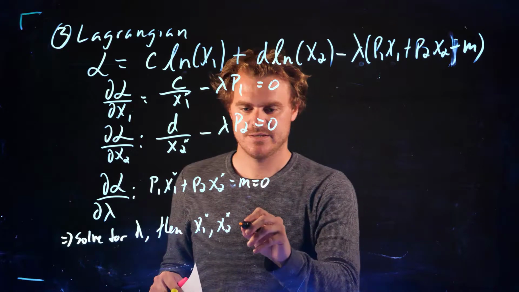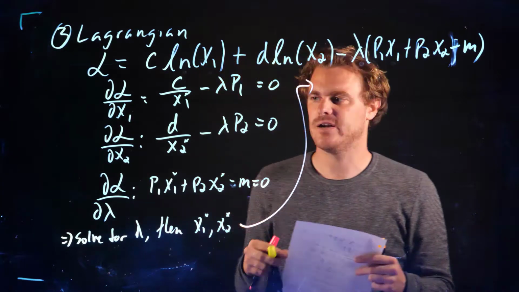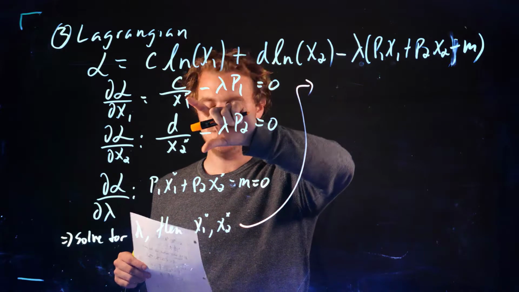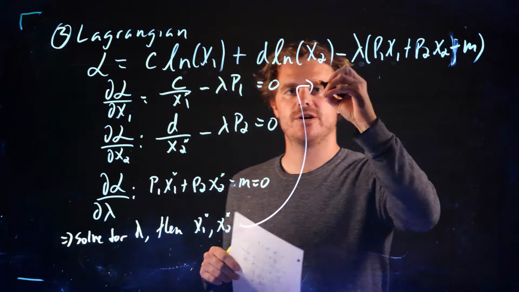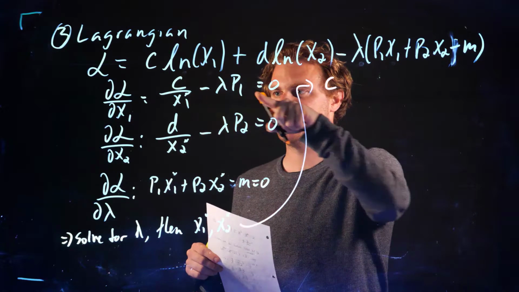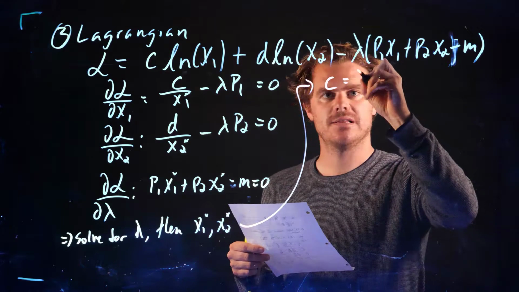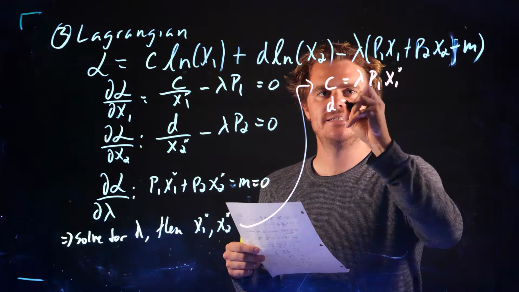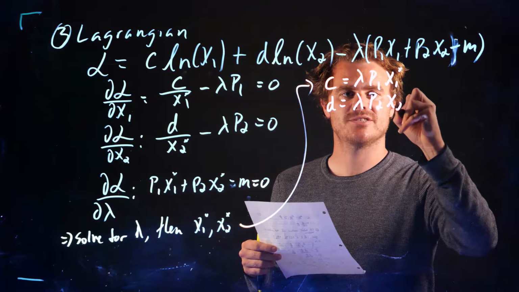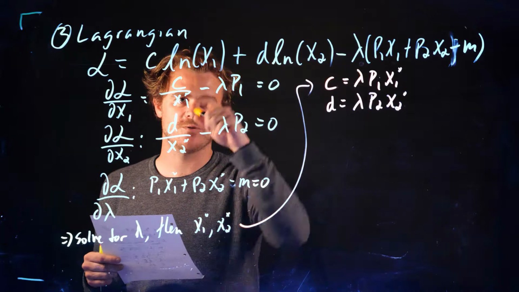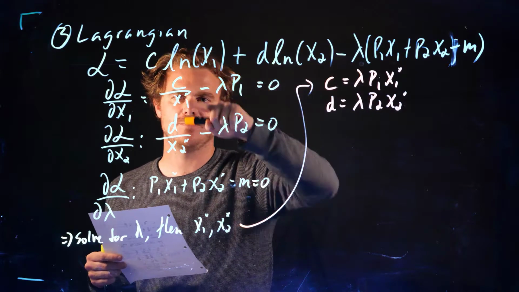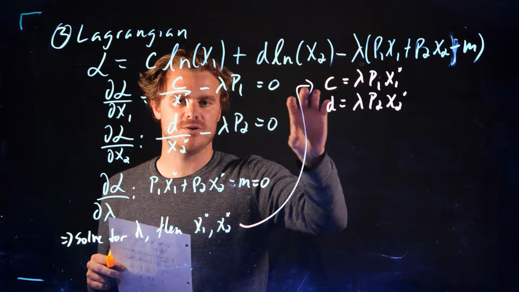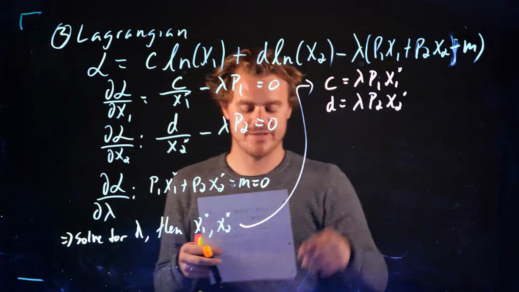All right, so let's work over here, though we might need to erase this and use another board. Let's add these two together, so let's rearrange these first. If we rearrange this, we know that c equals lambda p1 x1 star, and d equals lambda p2 x2 star. Just rearranging these first two, right? We can move this over, multiply both sides by x1 star, and we get this first one. Move this over, multiply both by x2 star, and we get this one.